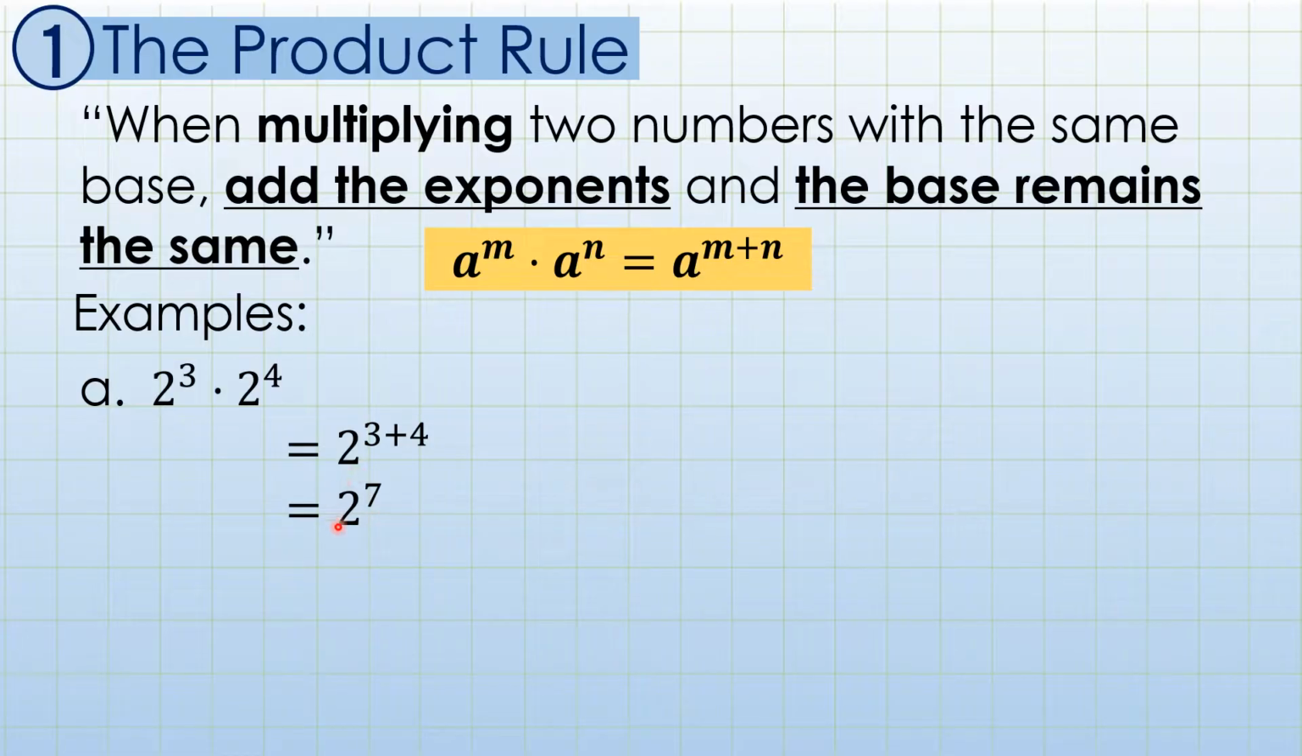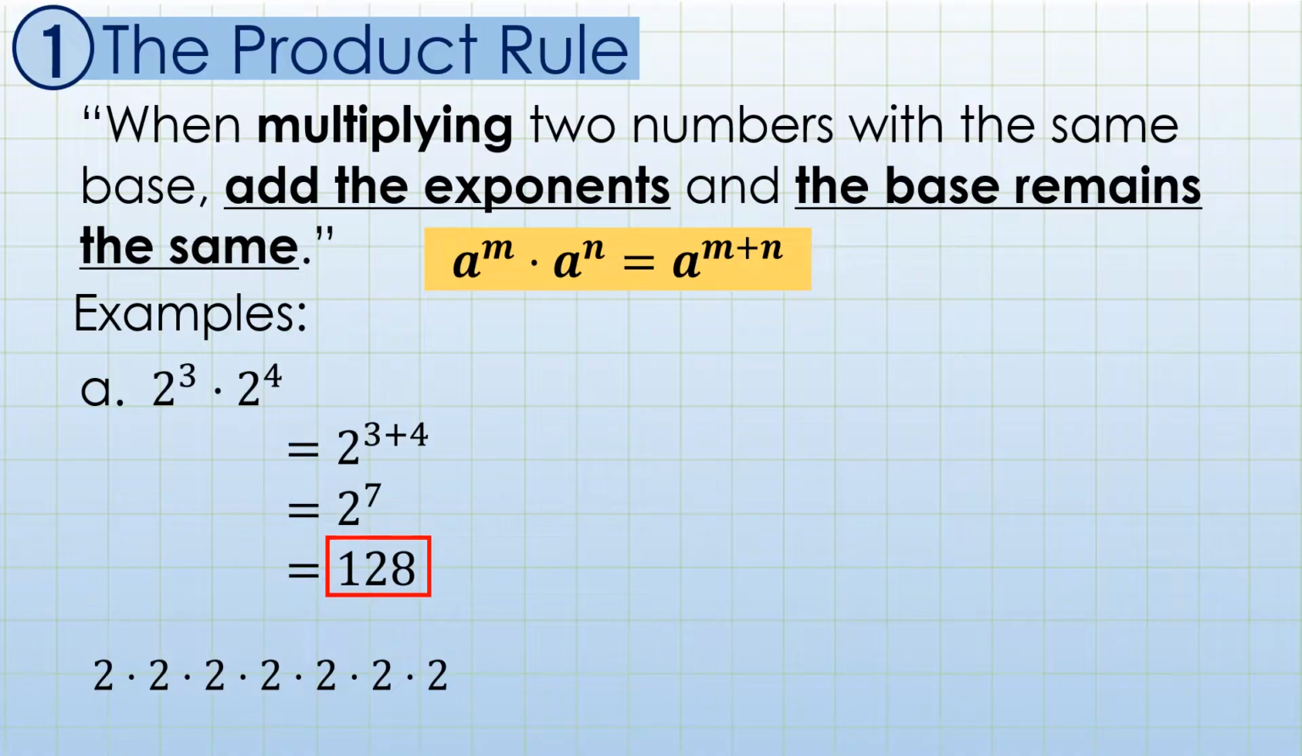Ano ba ibig sabihin nito? Ibig sabihin yan, yung 7, sasabihin niya sa'yo kung ilang beses mong gagamitin yung 2 bilang base or bilang factors. In this case, 7. So, 2 times 2 times 2 times 2 times 2 times 2 times 2 yan. Simplify mo ngayon yan. What is 2 times 2? 4 times 2, 8 times 2, 16 times 2, 32 times 2, 64 times 2, 128. So, ang 2 raised to 7 ay 128. At yun na ang final answer mo.